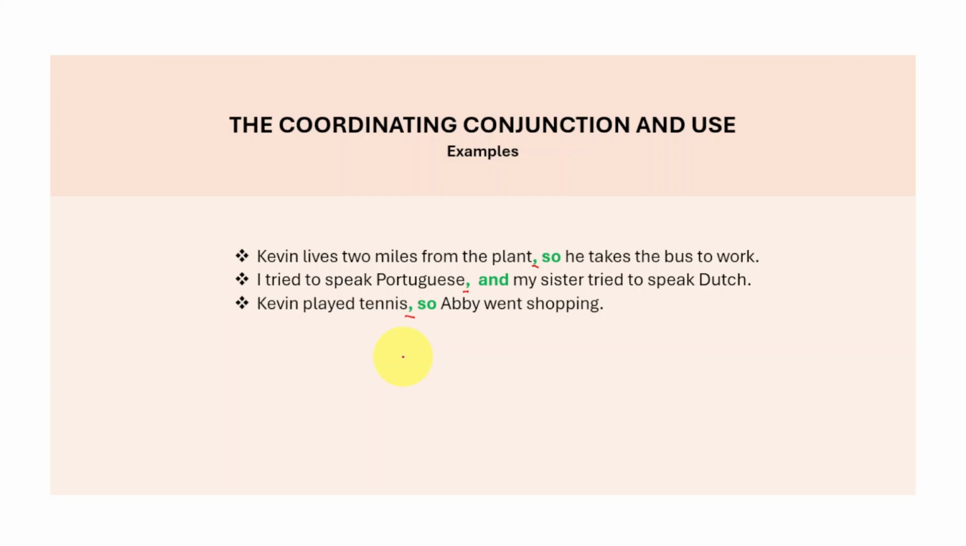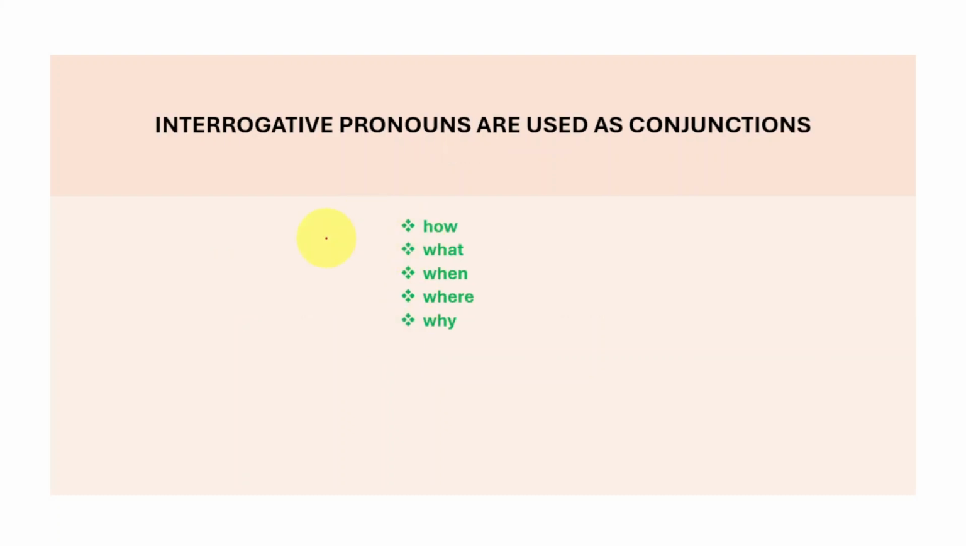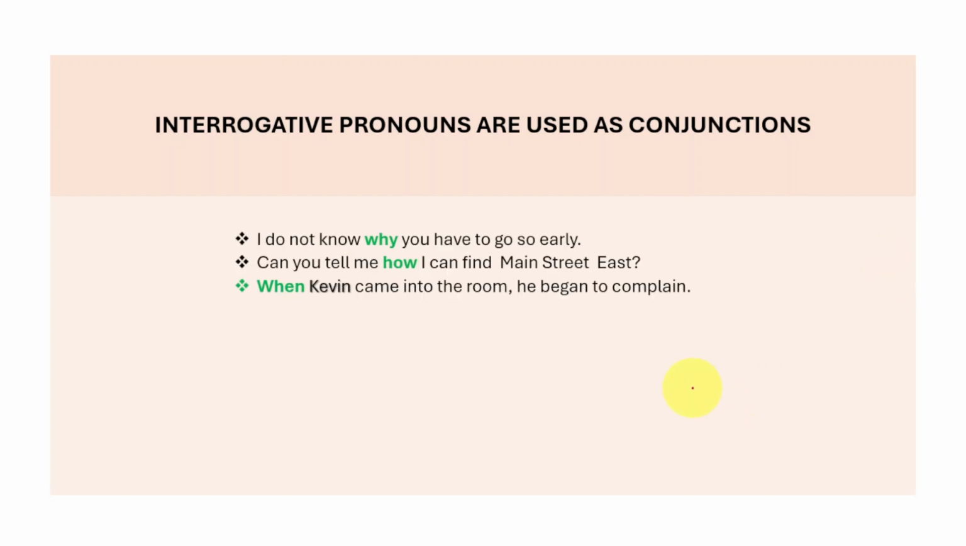So we come here now. In this case we use a pronoun. Like I said before, these ones are pronouns, but we use them as conjunctions. So here: I do not know why you have to go so early. Can you tell me how I can find Main Street East? When Kevin came in the room, he began to complain.